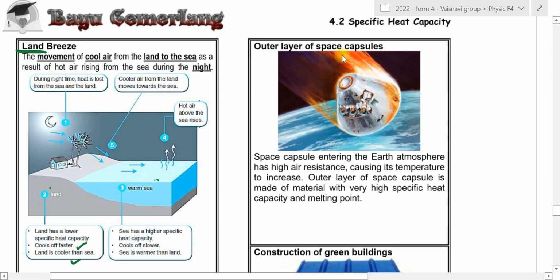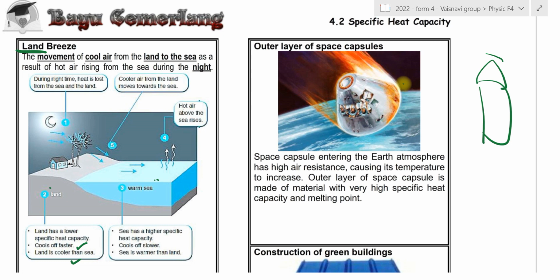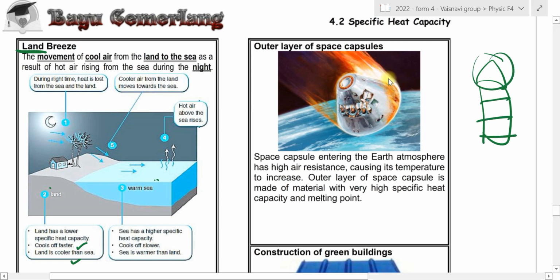Okay. Outer layer of space capsule. Space capsule entering the Earth atmosphere. Capsule tu maksudnya dia macam kapal angkasa lah. Dalam kapal angkasa dia ada satu macam roket kan. Ini adalah satu capsule. Dia ada banyak. Okay. Right.